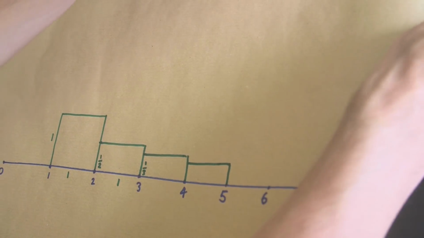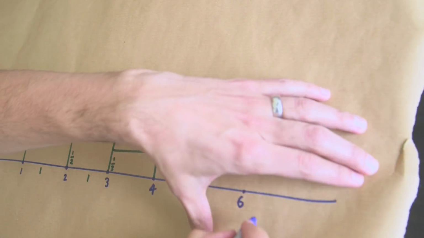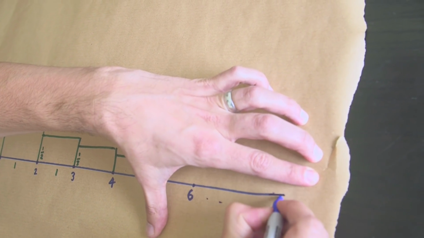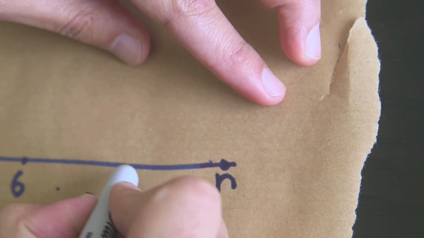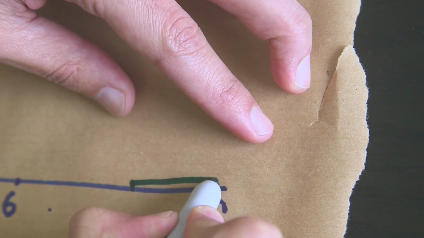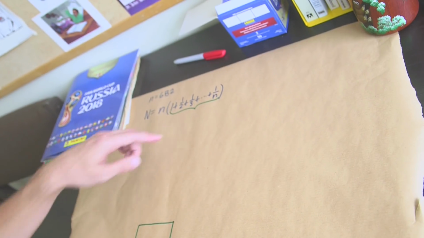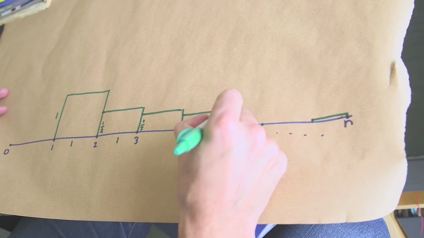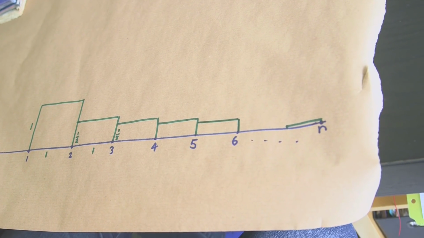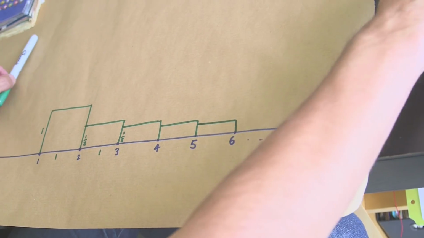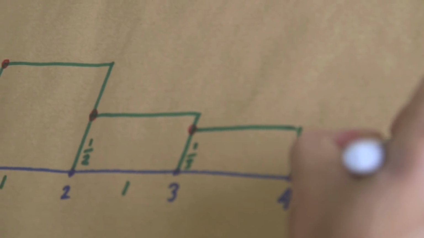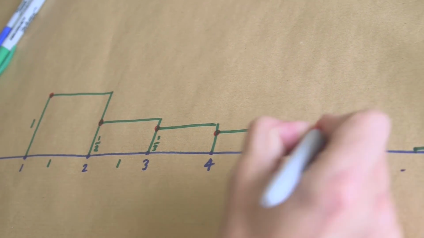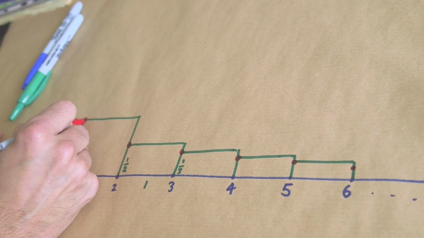And I keep doing this, and you can imagine that I keep doing this all the way up to n, where I'm going to get some tiny rectangle right here. And so this green thing right here is going to be the area of all of these rectangles together. Let's put another one right here. Now, there's a really cool thing about this, which is that if I look at these points, they make a very nice shape. You see that? They make this very nice curve that I'm going to fill in.